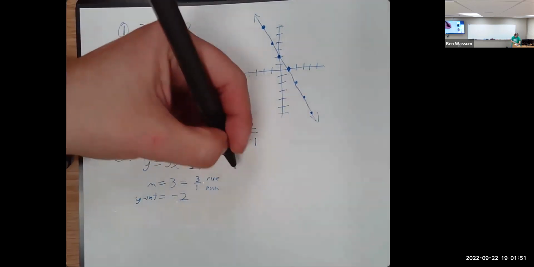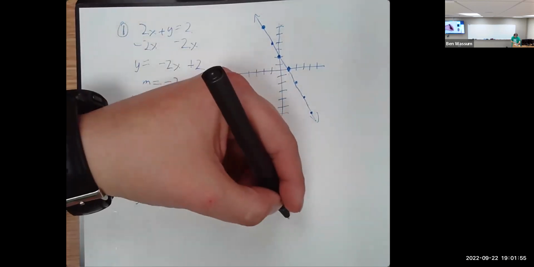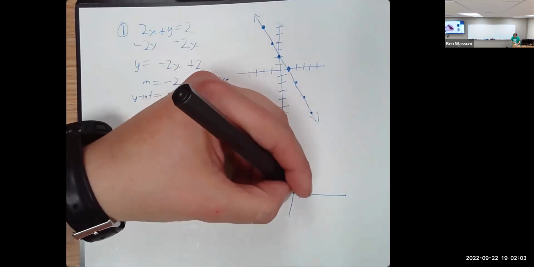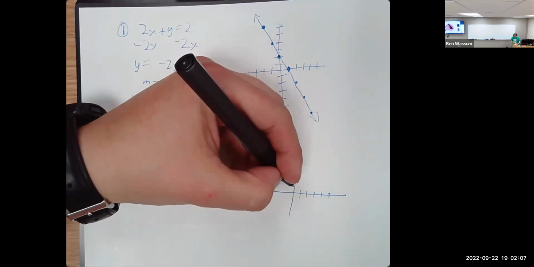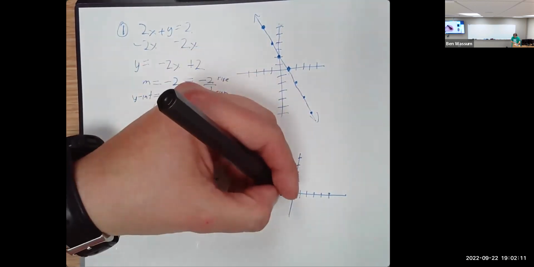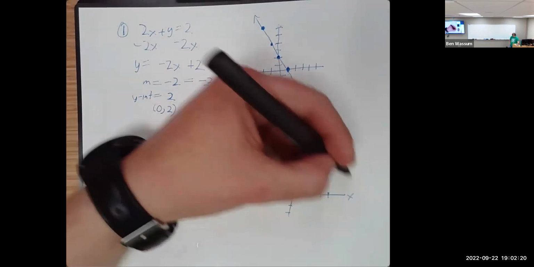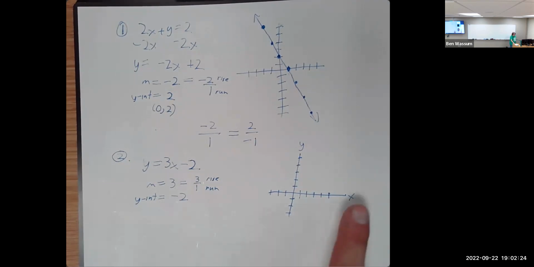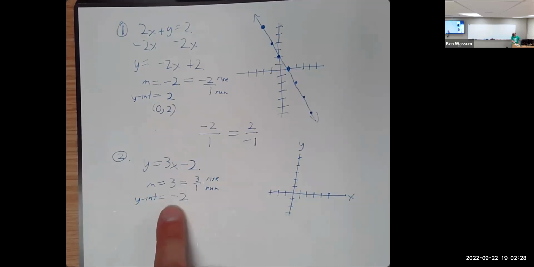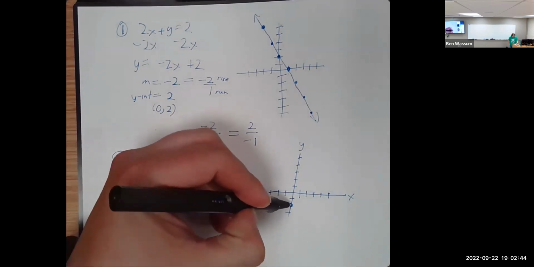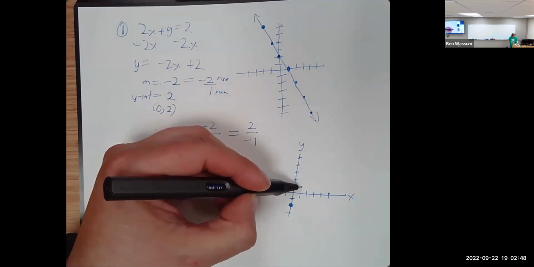All right, cool. Well, let's graph this guy. Every time you do one of these problems, you start from the y-intercept. Our y-intercept is negative 2. There it is right there. There's our first point on the graph. Our slope is 3, so it rises 3 and runs 1. So again, pen on the spot, go up 3 over 1. There's the spot.